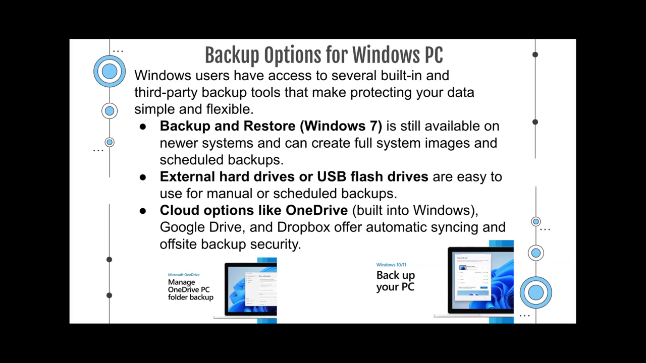Then we have external hard drives or USB flash drives. These are easy because you can use them for manual or scheduled backups. You have more control. So you could get an external hard drive or a USB flash drive from like your local store and then take the stuff on your laptop and back it up to that object. And then cloud options like OneDrive. So OneDrive is built into Windows. Google Drive and Dropbox offer automatic syncing and offsite backup security. So that's just another option as well.